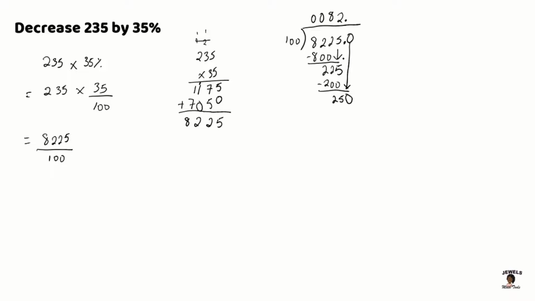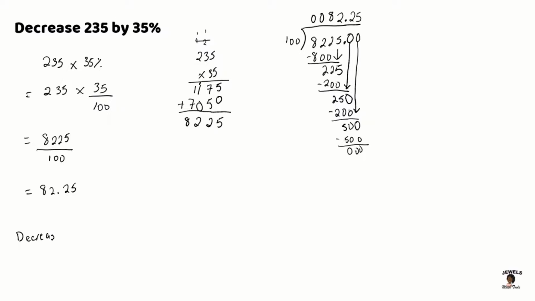So 100 goes into 250 2 times. 2 times 100 is 200. 250 minus 200 is 50. I'll add another 0, bring down that 0, changing my 50 into 500. 100 divides into 500 5 times, and 5 times 100 is 500. And 500 minus 500 is equal to 0. Okay, so my quotient after I'm done dividing is 82.25.